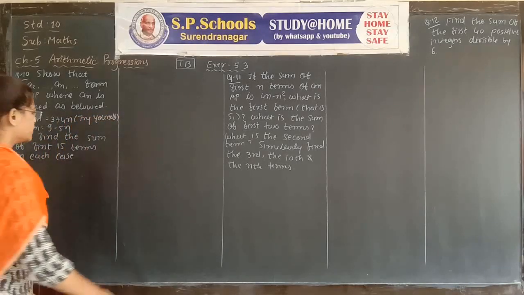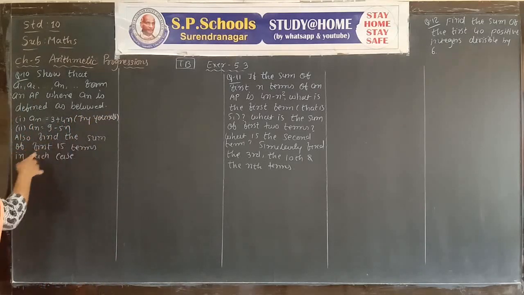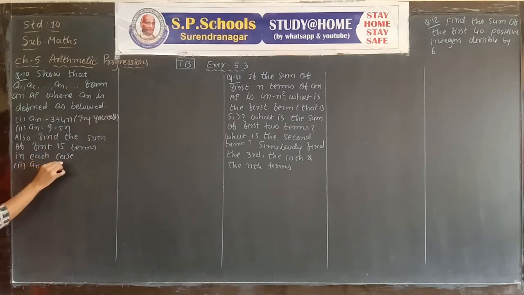Second, we are discussing here. Also find the sum of first 15 terms in each case. In the second one, an is equal to 9 minus 5n. An is equal to 9 minus 5n is given. First of all, we are going to check whether it is an AP or not.